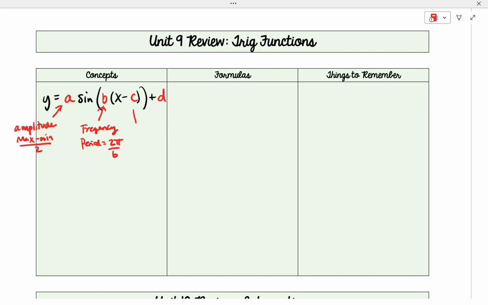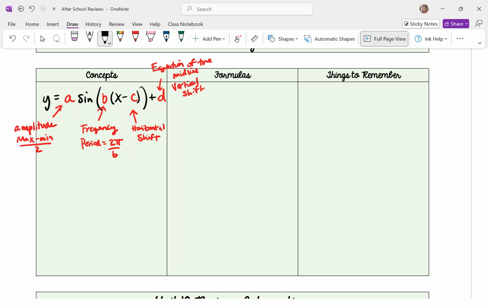C is the phase shift, or the horizontal shift. Sometimes you might need to factor out that B in order to find out what the actual horizontal shift is. Don't forget that. And then D is the equation of the midline. You can also think of it as the vertical shift. This is the same for tangent, except in tangent, the period is equal to pi over B.